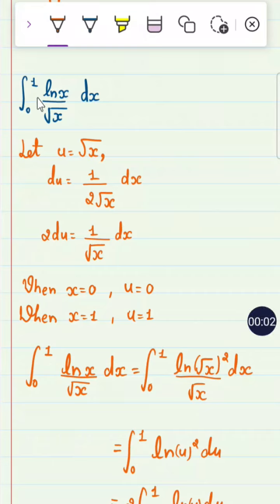Hello student, today we have discussed the integral of this. This has finite limit but it is improper integral because of the function log x over root x. When we take 0 then it goes to infinite. So it is an improper integral, right?